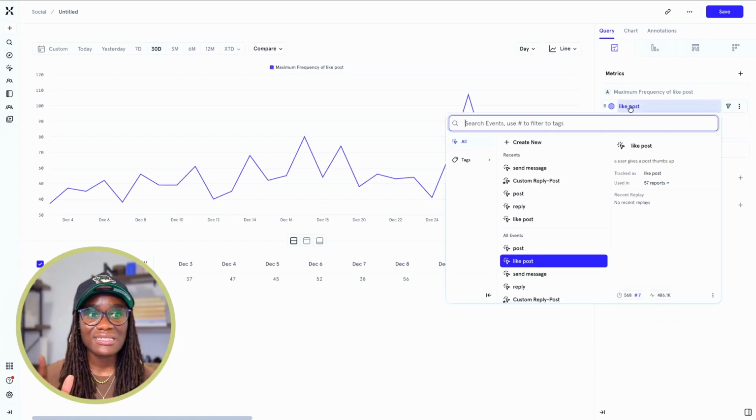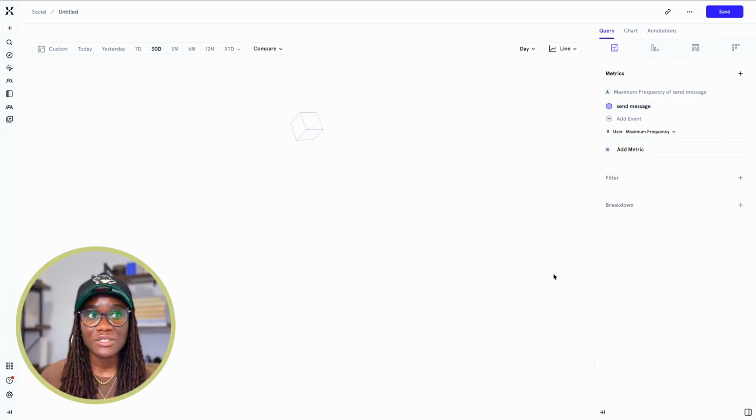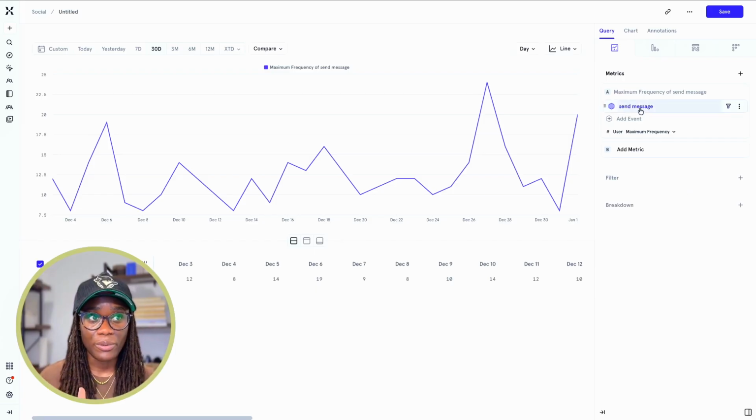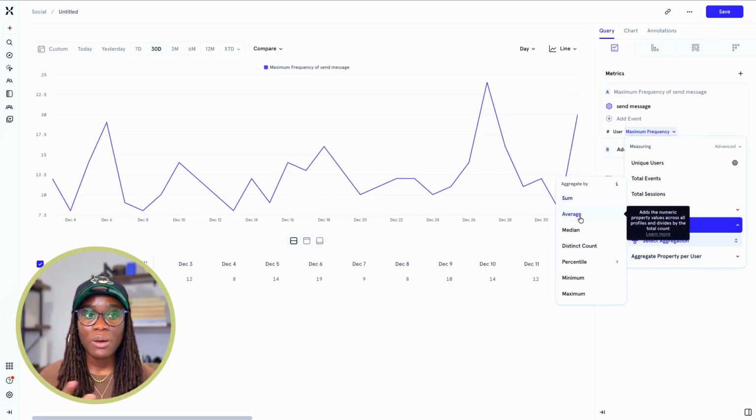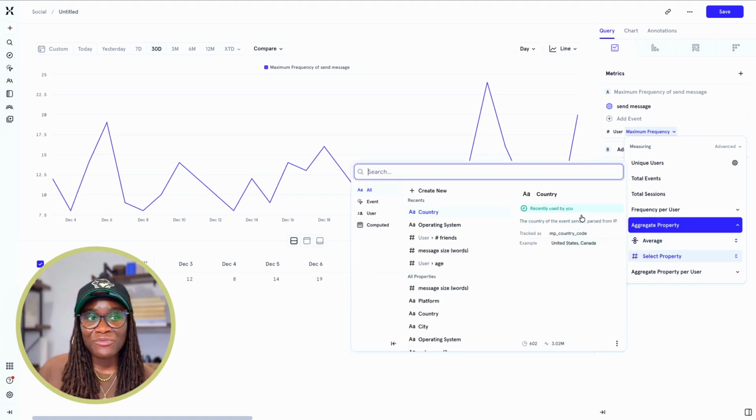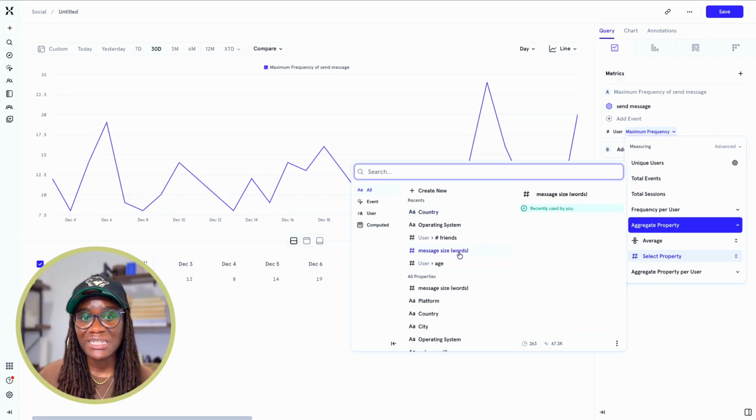And so for this particular example, I'm going to change the event to send message. And that's because I want to get a numeric property. With send message, think about your typical social media app where people are exchanging messages between one another. In this case, we're looking at the aggregate property, but we want to see what is the average of a numerical value that is associated with that event. And in this case, the numerical value that we are interested in is the message size, i.e. the number of words that are sent in a message, which happens to be an event property.